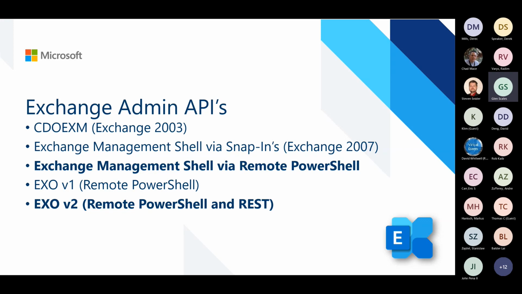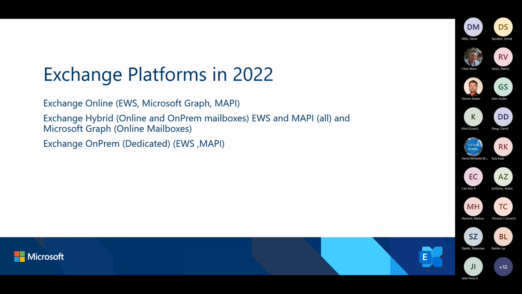Just a quick tip there, if you are doing anything online-ish, steer towards the new REST cmdlets that have been developed and deployed. If you've ever tried to scale remote PowerShell on Exchange Online in really large clients, you'll find that it doesn't scale very well. That's why they developed those REST cmdlets. So take advantage of those and your code will be a lot better.